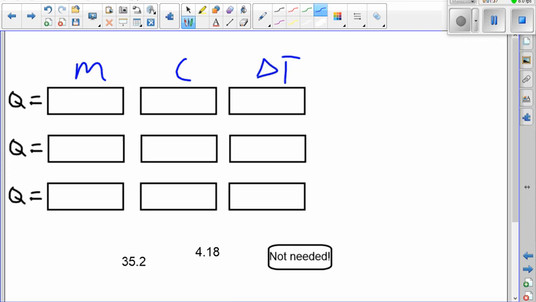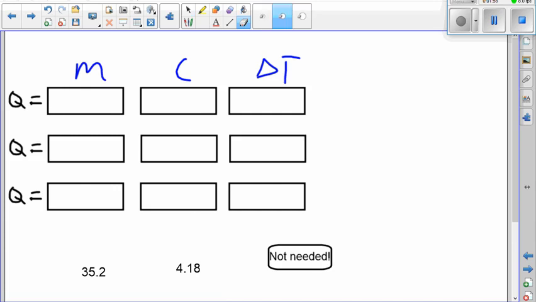If you swap the M and the C, I know mathematically that doesn't make a difference, but the computer is too dumb to understand that. Does that make sense? You need to put the M, then the C, then the delta T. So like you're dragging them in.